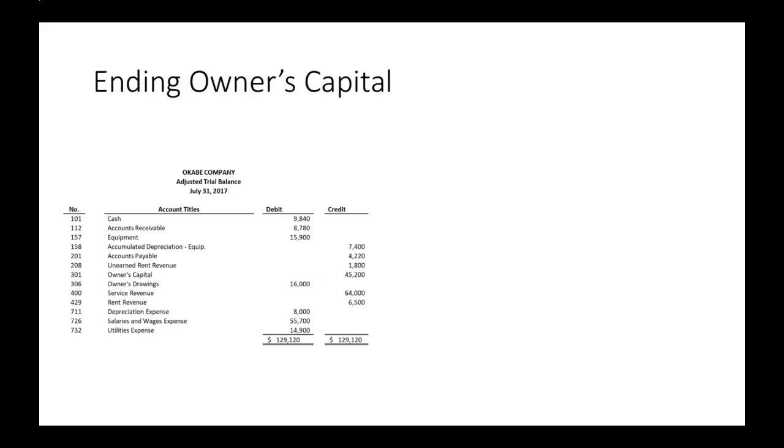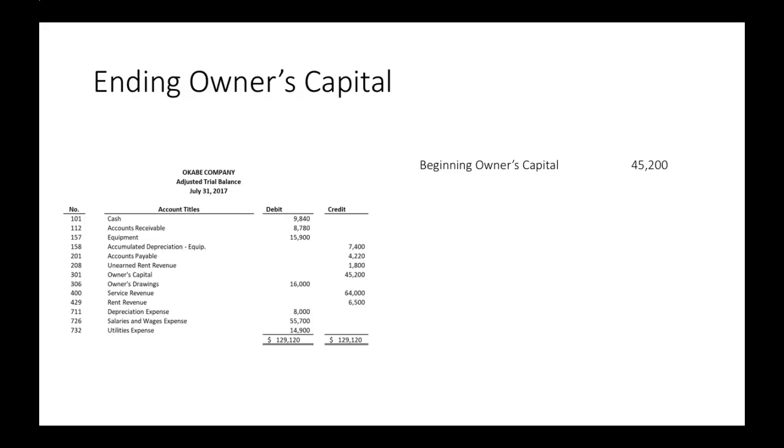Now, ending owner's capital. We're going to go about this one by creating an owner's equity statement. An owner's equity statement begins with your beginning owner's capital, or your owner's capital at the start of the month, the start of the year, whatever the time period is that you're preparing this statement for. And that's the $45,200 that we're given on this adjusted trial balance.